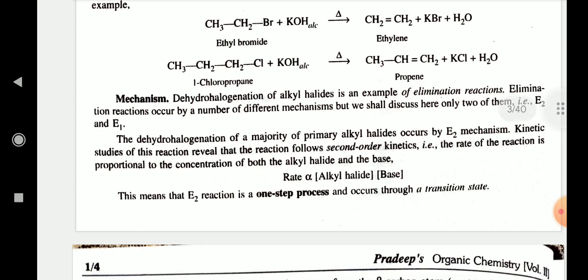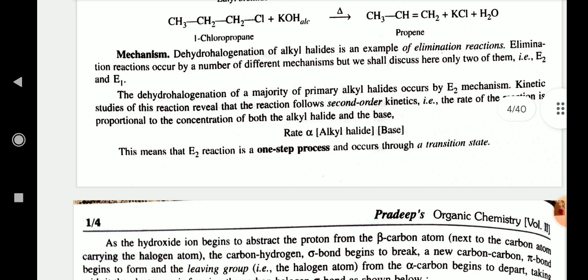Mechanism: dehydrohalogenation of alkyl halide is an example of elimination reactions. Elimination reactions occur by a number of different mechanisms, but we shall discuss here only two of them, that is E2 and E1. The dehydrohalogenation of a majority of primary alkyl halides occurs by E2 mechanism. Kinetic studies of this reaction reveal that the reaction follows second order kinetics, that is, the rate of the reaction is proportional to the concentration of both the alkyl halide and the base. Rate ∝ [alkyl halide][base].